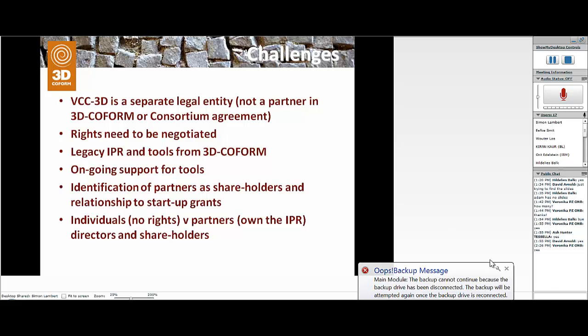So there is an issue about the legacy IPR, which belongs to the partners who have developed the individual components. Now clearly it's all integrated as well, but there are defined interfaces, so up to an interface is clearly the IPR of individual partners.